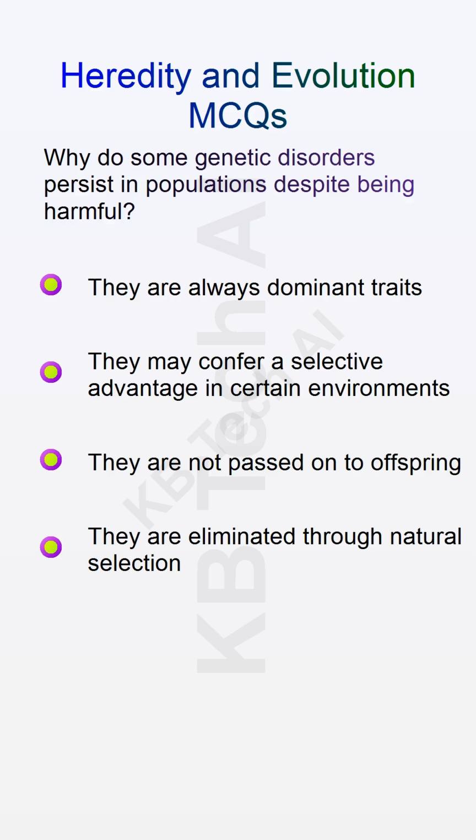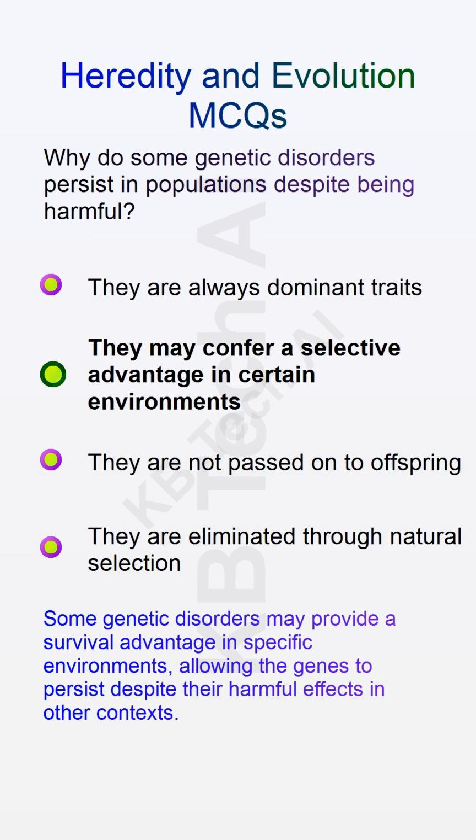Why do some genetic disorders persist in populations despite being harmful? Option 1, they are always dominant traits. Option 2, they may confer a selective advantage in certain environments. Option 3, they are not passed on to offspring. Option 4, they are eliminated through natural selection. The answer is, option 2, they may confer a selective advantage in certain environments.